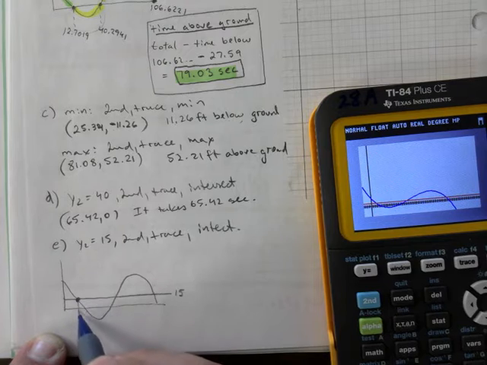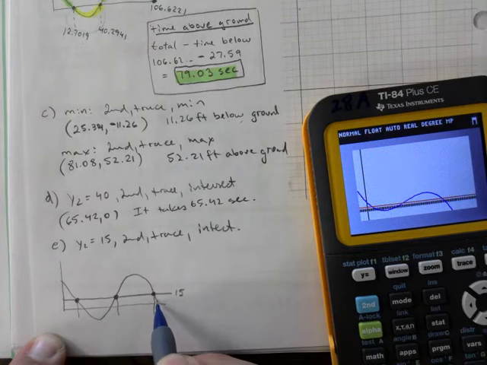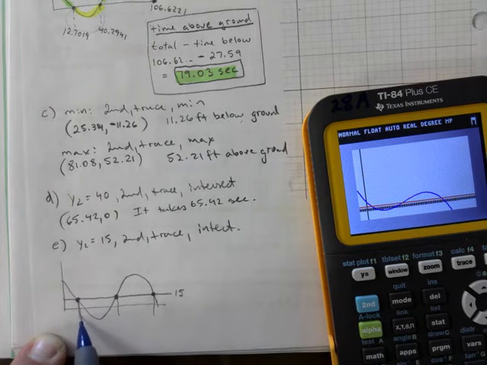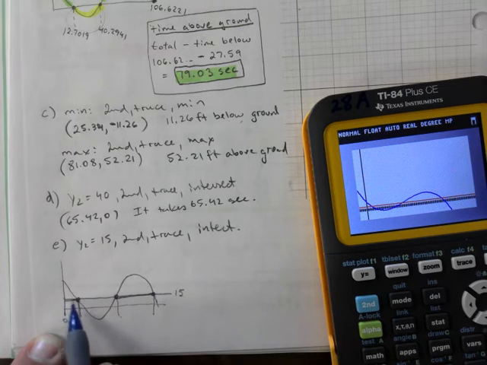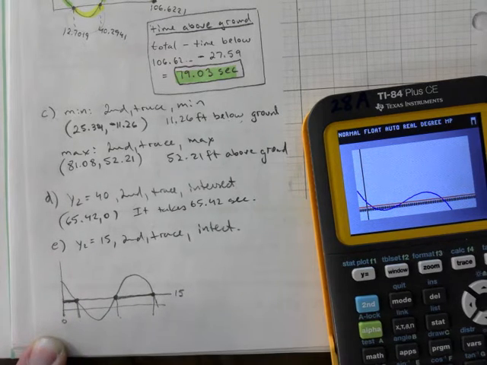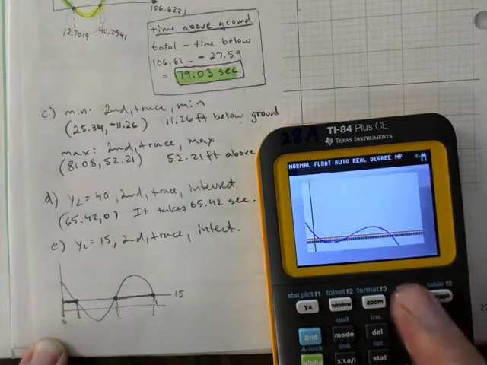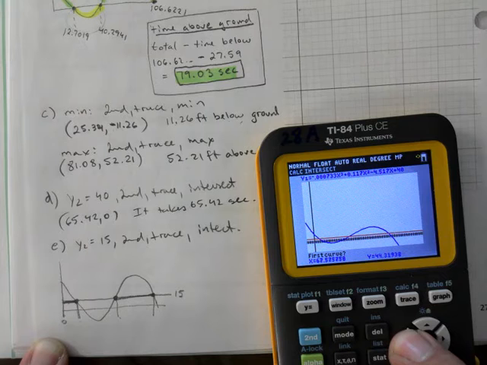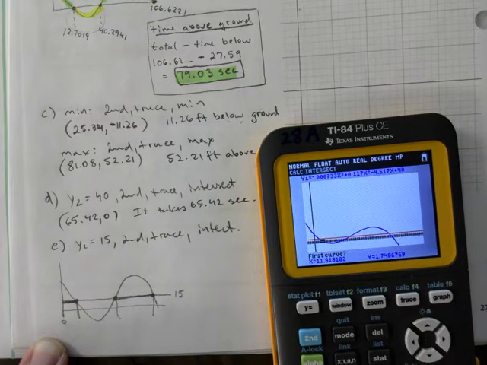I'm going to focus on these points right there. So from time 0, obviously, till this point, and then from here to here, I'm going to figure out how much time went by here and how much time went by here and add those two up. Okay. So let's go ahead and find that. Second trace 5. That's a lot of work, I know that, but you have to be able to do that. Okay. Enter, enter, enter.